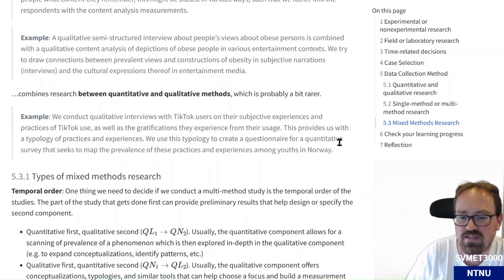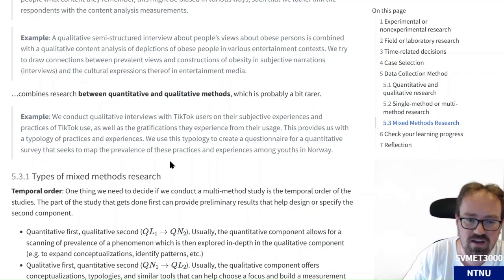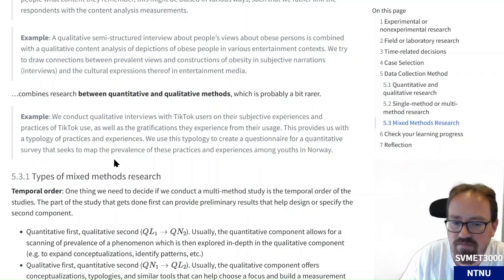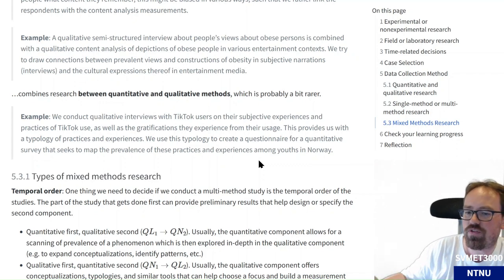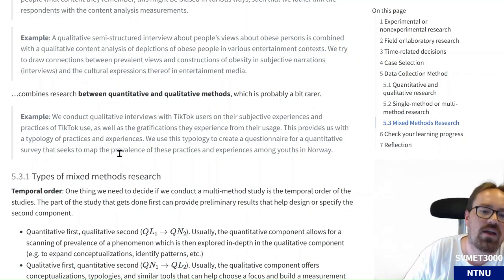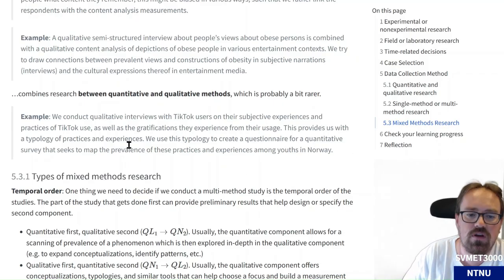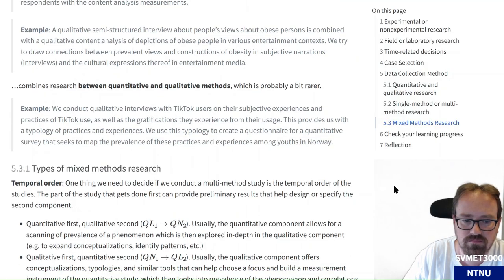And we use this typology to create a quantitative questionnaire for a quantitative survey, and that seeks to map the prevalence, the distribution of these practices and experiences among the youth in Norway. So the population of inference would be young people in Norway, and we have a sample of those to which we apply this questionnaire we built based on the typology.